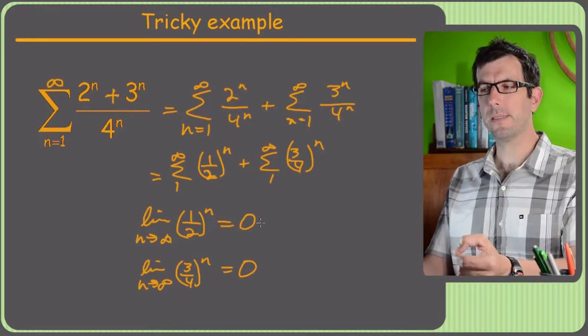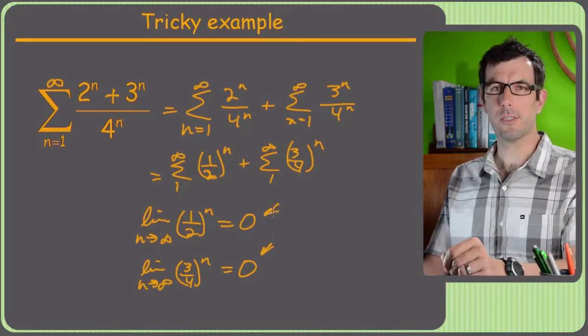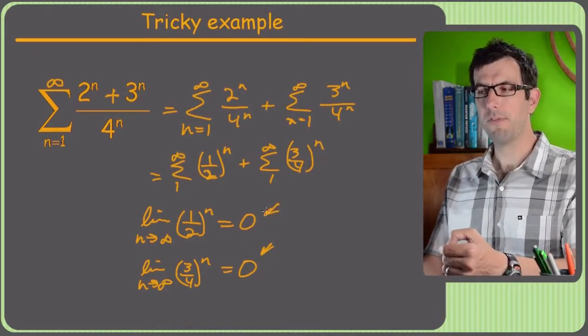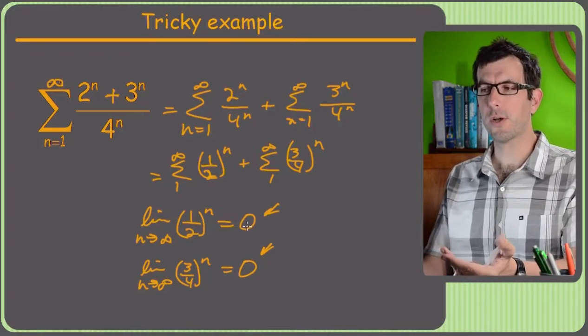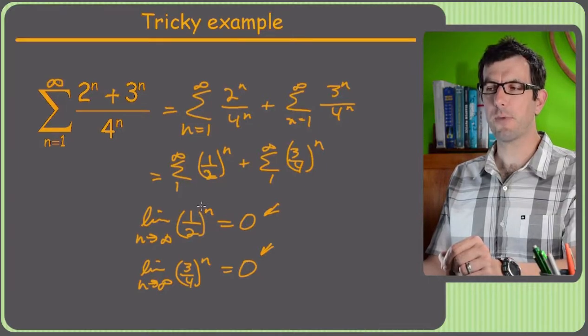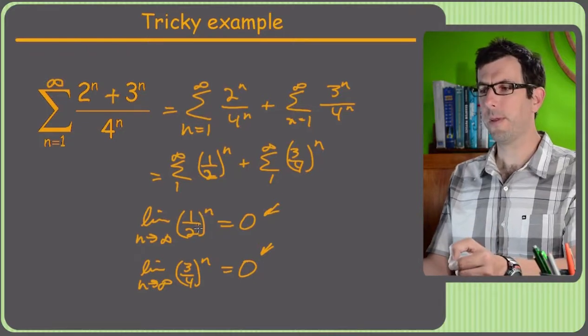Because remember, the nth term test, if these had not been 0, if these had been something else, then we'd say, oh yeah, that thing diverges. Because the nth term test says if the limit is not 0, the thing diverges. But if the limit is 0, it could still diverge. We don't know for sure. Turns out we can kind of figure it out because this is sort of the classic formula for a geometric series, which we'll talk about again in the next video.